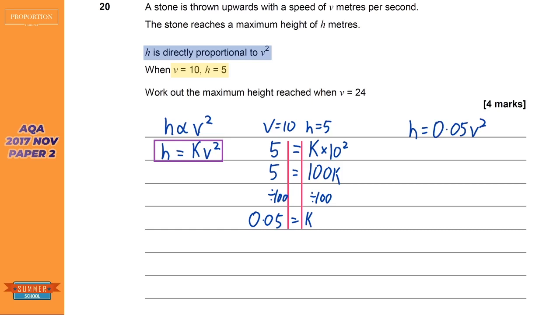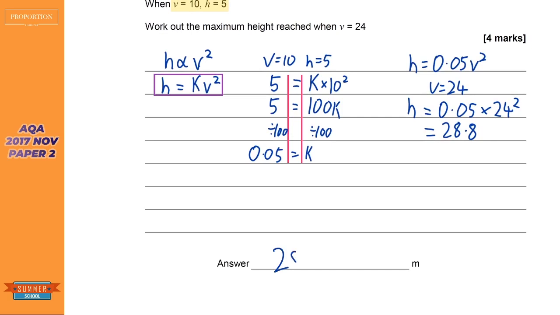We're given the fact that v is 24, so v equals 24. So let's rewrite this, but let's put v in. And let's get our calculator out. So 0.05 times 24 squared. And it says the answer is 28.8. So let's fill that in. So 28.8 meters.